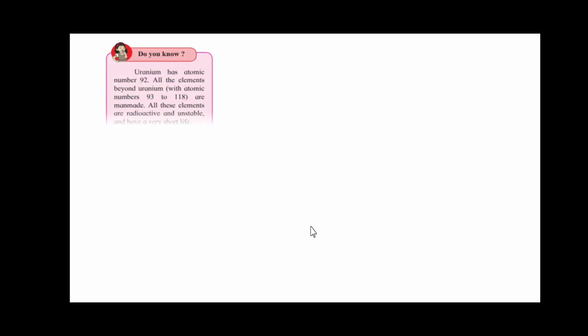Friends, do you know that uranium has atomic number 92? All the elements beyond uranium, with atomic numbers 93 to 118, are man-made. All these elements are radioactive and unstable and have a very short life.